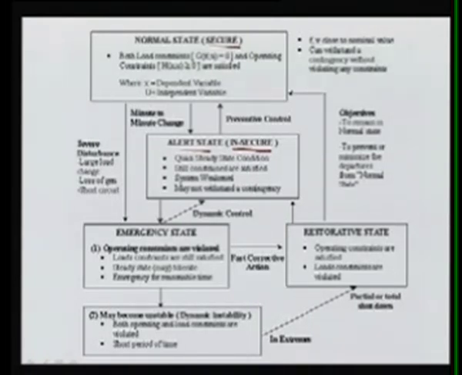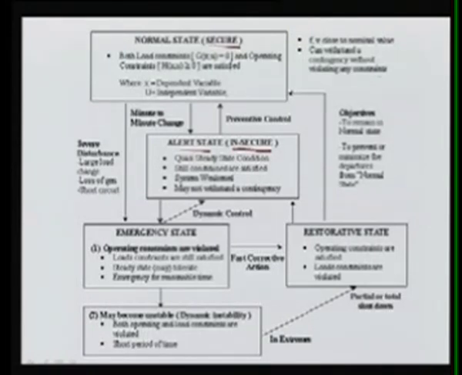So in the normal state, which is known as the secure state, both the load constraints and the operating constraints are satisfied, where x are the dependent variables and u are the independent variables. In this state, your voltage and frequency are very close to the nominal value and it can withstand a contingency without violating any constraints, so it is known as the secure state.